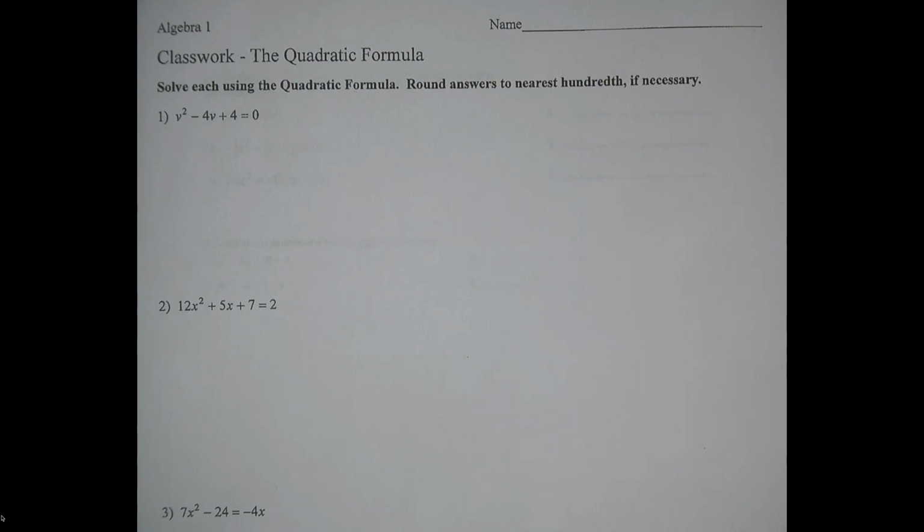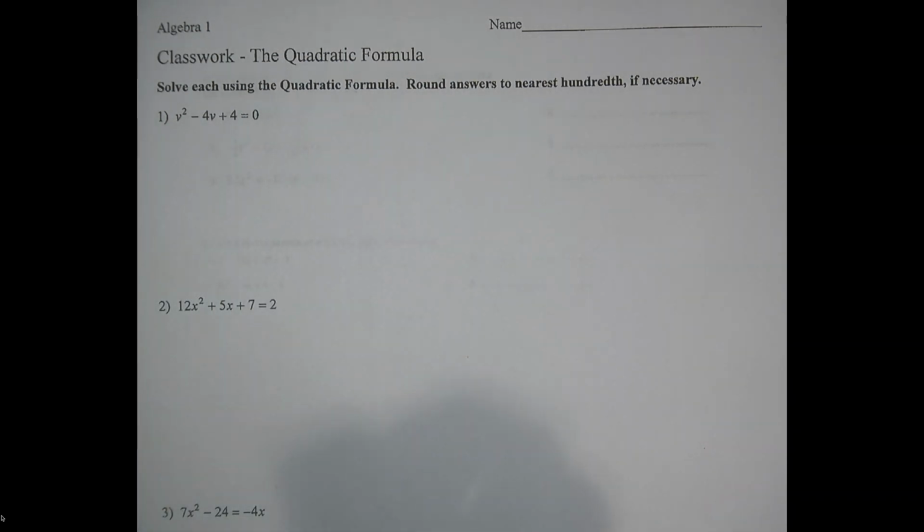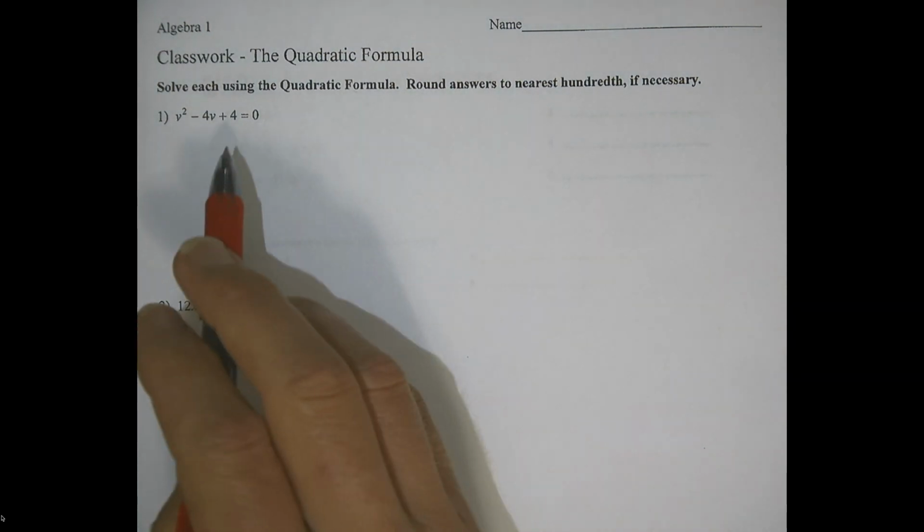These are the review sheets for 9.5 and 9.6. So starting with the quadratic formula, we're going to solve each one of these with that, round our answers to the nearest hundredth if necessary. So first thing with these types of problems is we need to make sure it's in standard form.